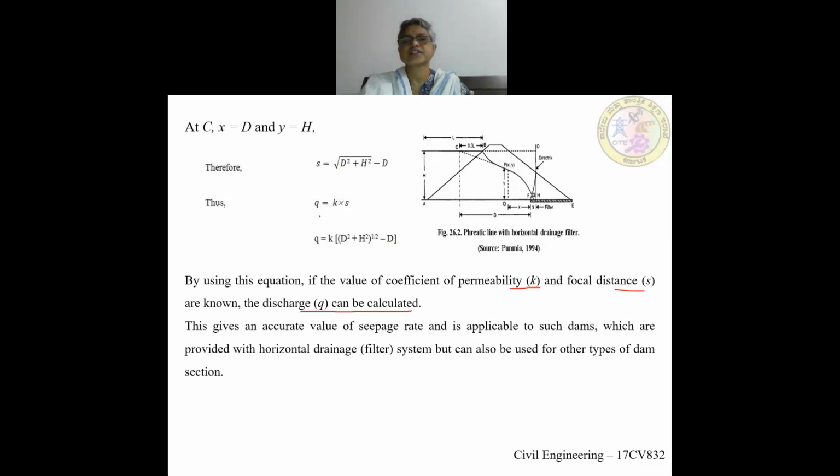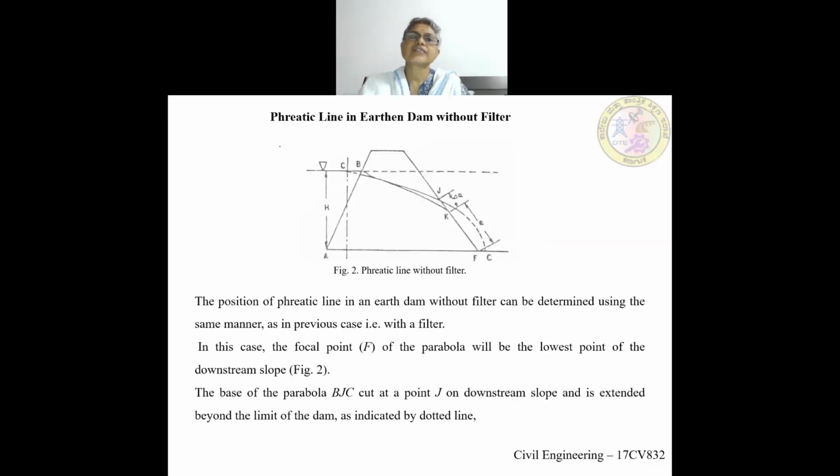So this is the discharge equation: Q is equal to Ks, where s is the distance of the focus of the parabola, which can be determined analytically as well as graphically. Next, the phreatic line in an earthen dam without filter. The position of the phreatic line in an earthen dam without filter can be determined in the same manner as in the previous case, but here the focus point is taken as the lowest point of the downstream side.